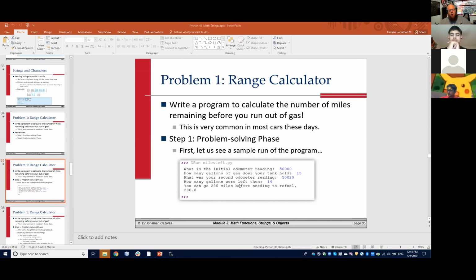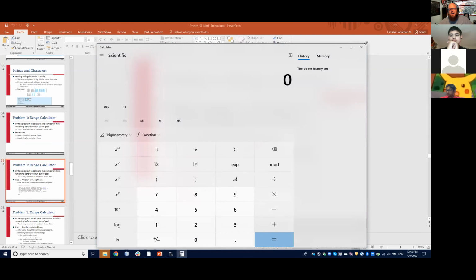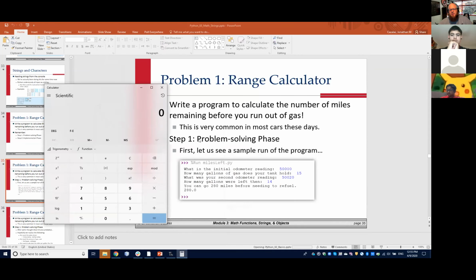So some of you might already see how that calculation happened, but let's make sure we're all on the exact same page. So here, where we ask, what is the initial odometer reading? 50,000. And then we ask on line 3, what was the second odometer reading? 50,020. I know it's maybe obvious to you, but what does that mean? That tells us how many miles we drove. So someone tell me, how many miles did we drive? Anyone quickly? 20. We drove 20 miles.